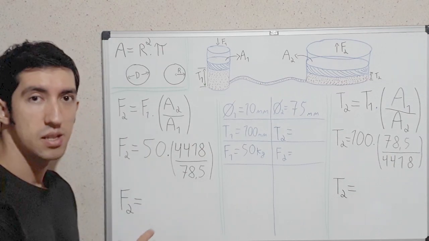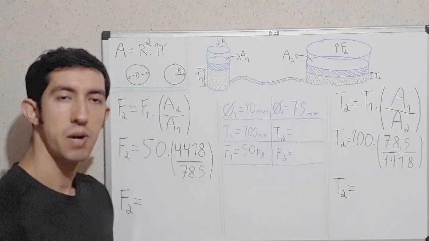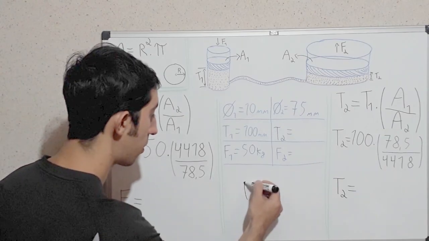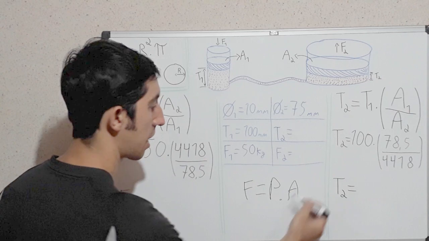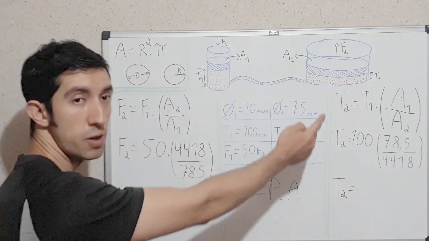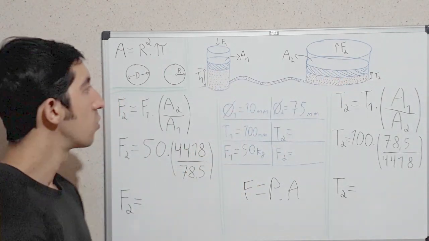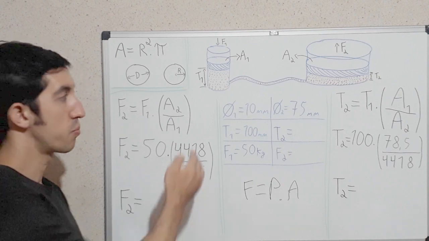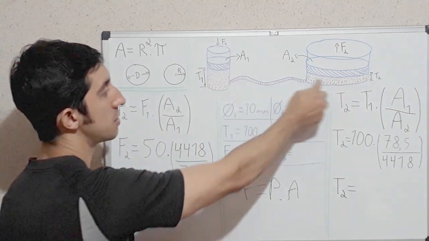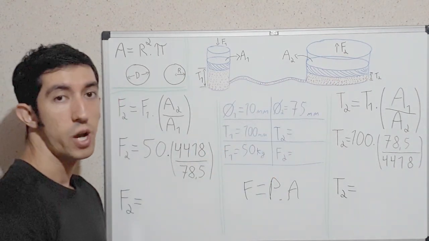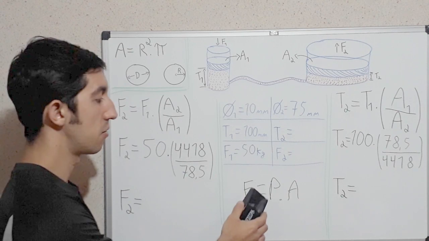This video is going to be based on this book, Fundamentals of Fluid Mechanics. To find the force, we have this formula. Force equals pressure times area. We know that the force will be different and the diameter, which we can write as area, will be different. The only thing that is the same is the pressure. Every point of this system will be the same pressure. The pressure is equal in both sides. So we can rewrite this formula here.